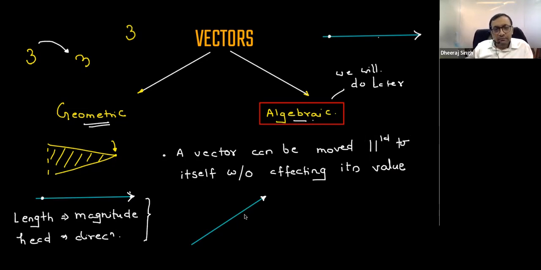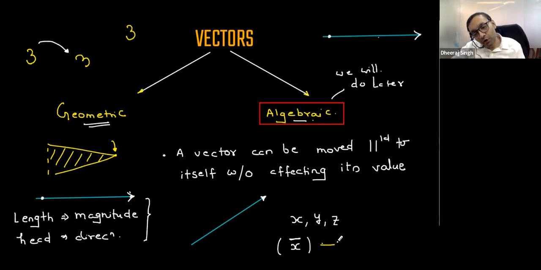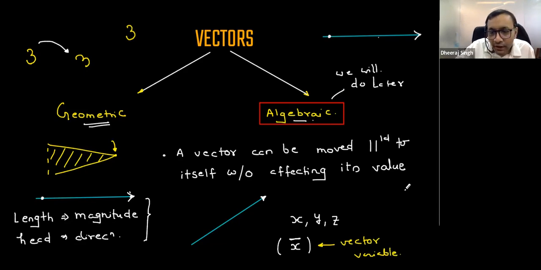Now, when it comes to a scalar variable, we use letters like X, Y, Z. All of us remember or not? In an equation like 3X plus 2Y is equal to 6, X, Y, and Z are variables, right? They are scalar variables. Similarly, a vector variable can also be represented by letters only. But when you write a letter, put a bar on top of it like this. When you put a bar at the top, it means that you're talking about a vector variable. Many books will represent it like that also. It is one and the same thing.